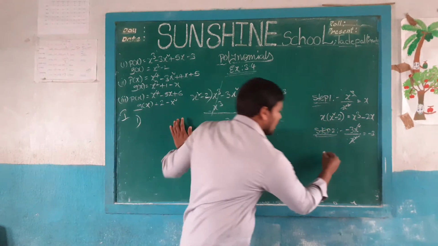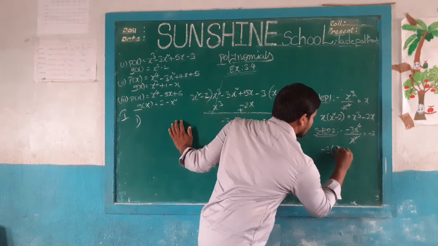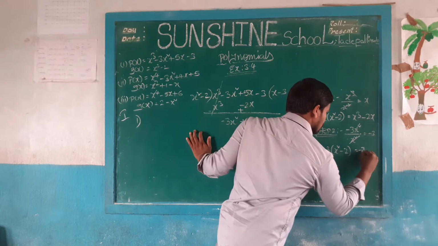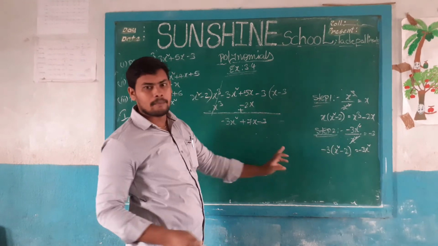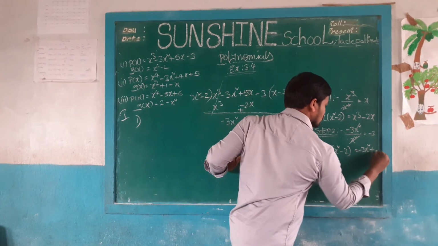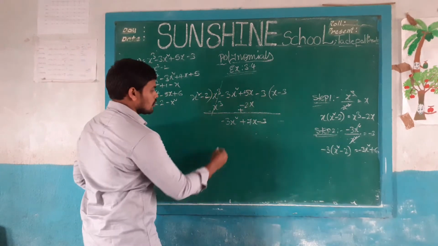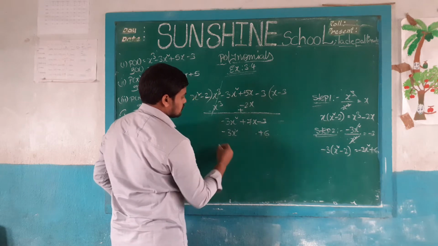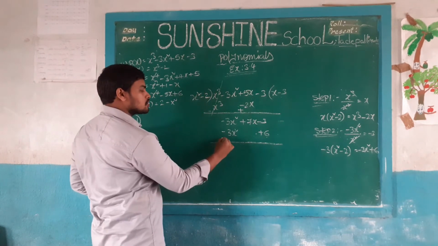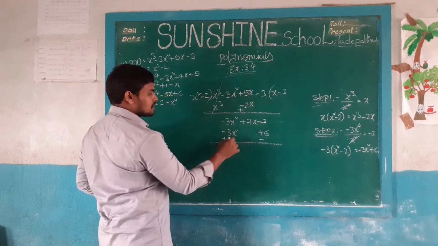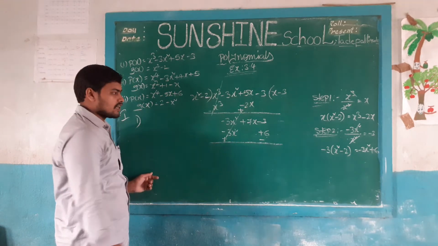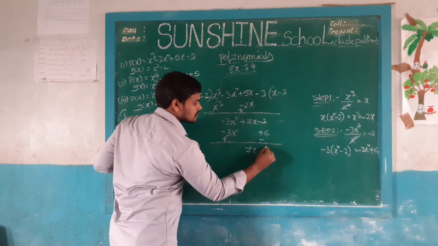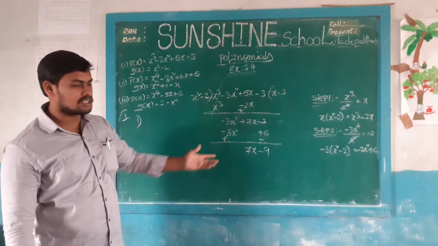So multiply minus 3 with g of x, x square minus 2. Minus 3 into x square is minus 3x square, minus 3 into minus 2 is plus 6. So minus 3x square plus 6. Minus turns to plus and plus turns to minus. Minus 3x square plus 3x square cancel, and the answer is 7x minus 6... so the remainder is 7x minus 9. So this is the process.